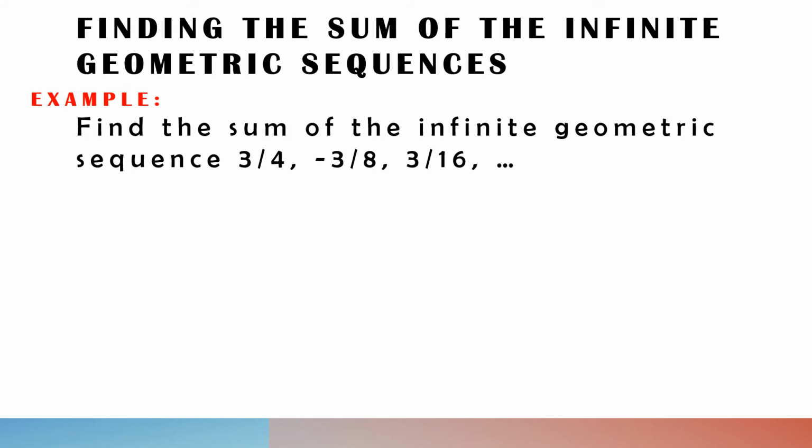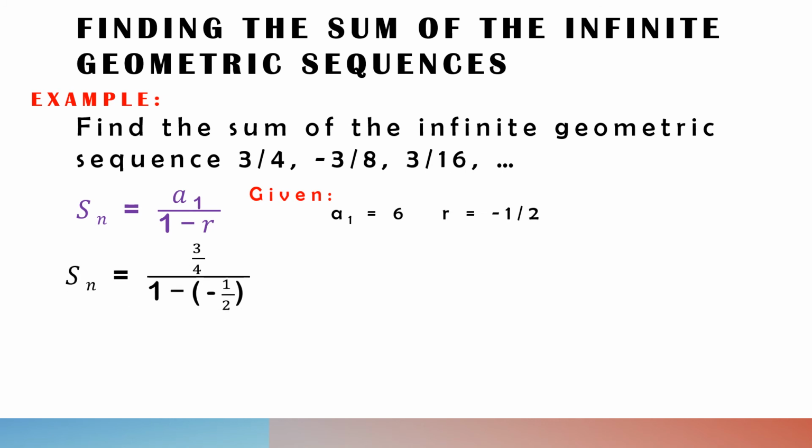Since this is an infinite geometric sequence, the same formula is to be used. But the question now is, what are the given? The first term is 3/4, while our ratio is, to get the -3/8, we multiply 3/4 by -1/2. To get the 3/16, we multiply -3/8 by -1/2. So definitely our r here is -1/2.